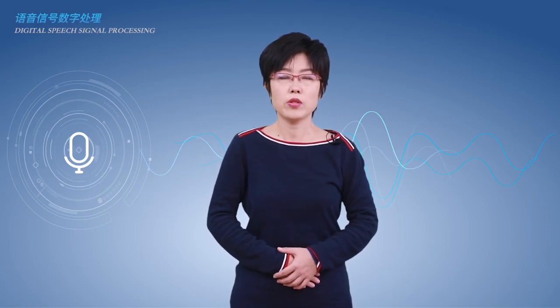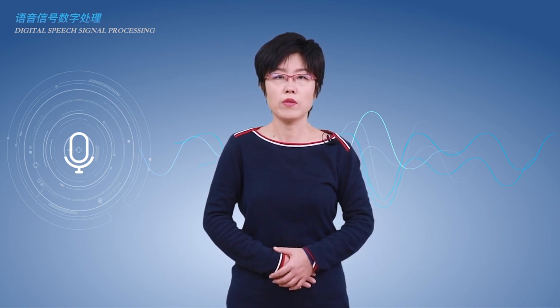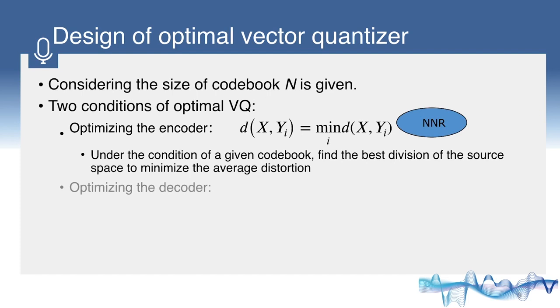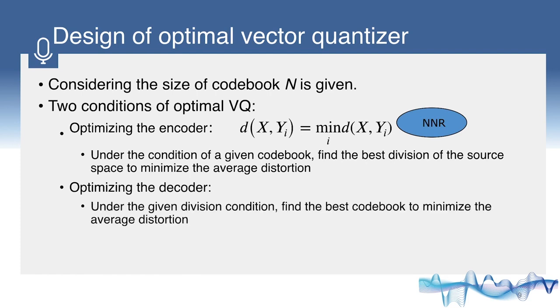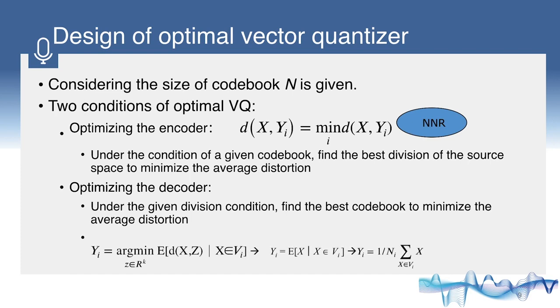The first condition can be obtained by the nearest neighbor rule, NNR. The second condition is to optimize the decoder, which will find the best codebook to minimize the average distortion under the given division condition. The second condition can be obtained by the k-means method.